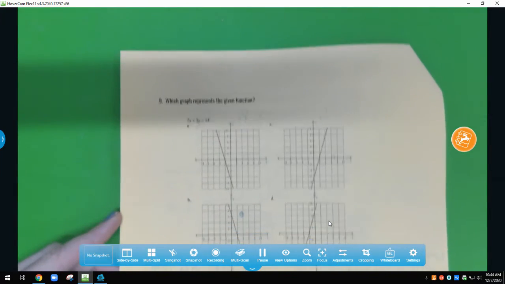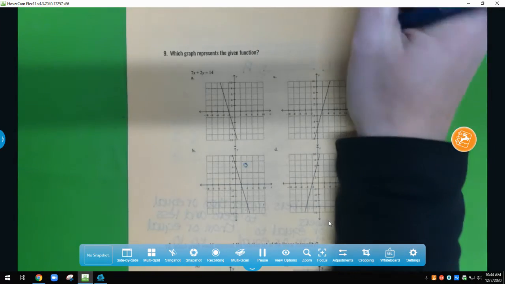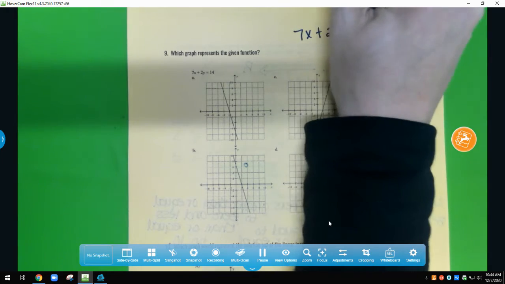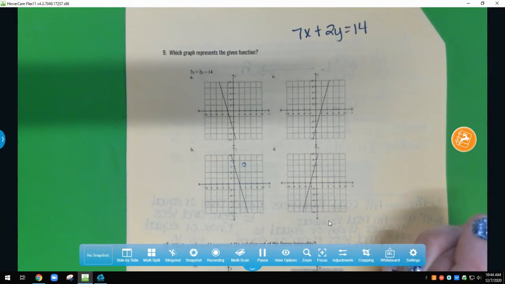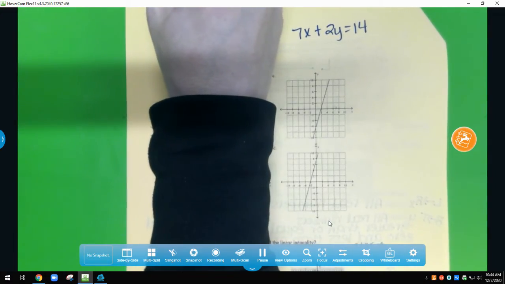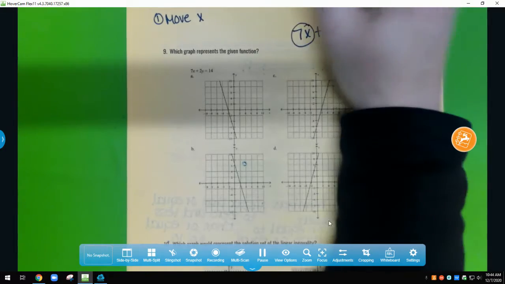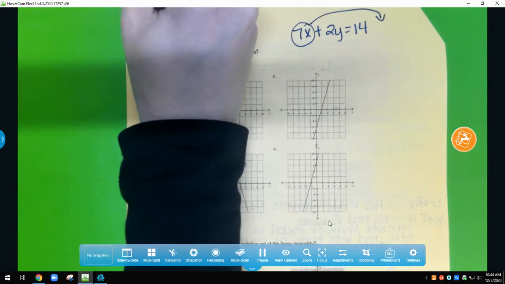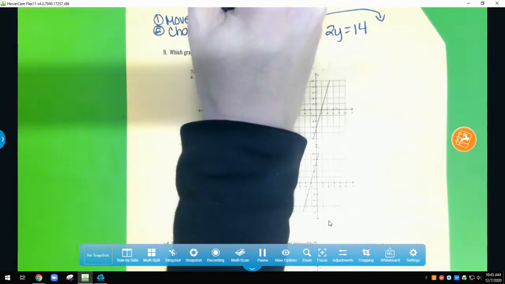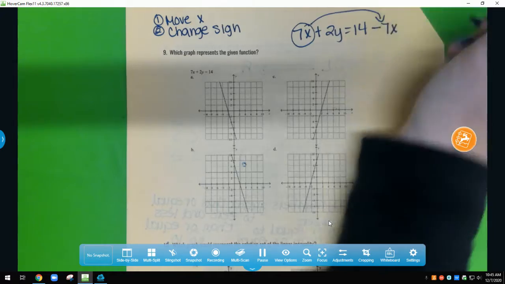It says, which graph represents the given function? So it's very similar to the one we just did. Our function is 7x plus 2y equals 14. So we're going to start and we're going to move the x. And then step 2, we're going to change the sign. So it's going to be a minus 7x.